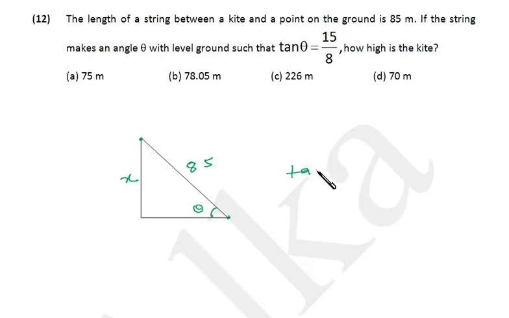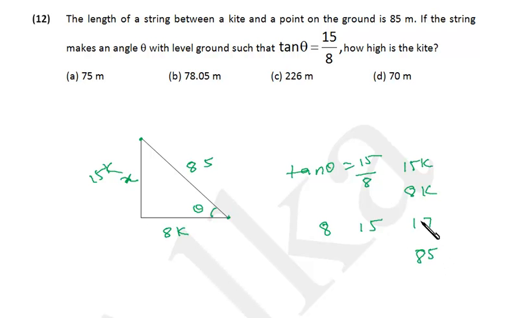Now, tan theta is 15 by 8. So I assume the perpendicular to be 15k and the base to be 8k. That means this is actually 15k and this is 8k. Now friends, 8, 15 and 17 are a Pythagorean triplet. Now if the hypotenuse is 85, that means it has to be 15 into 5, which is 75, and the base should be 40, right? That means this is actually 40 and this is actually 75.